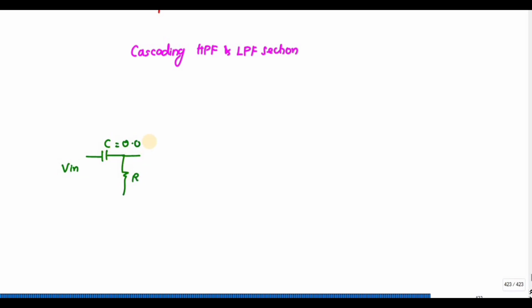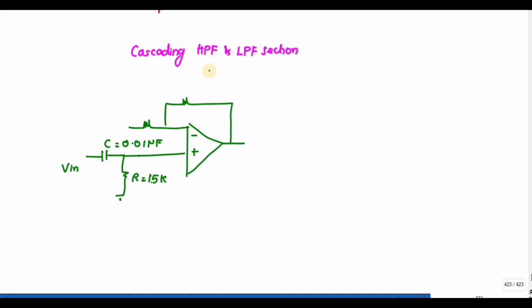So let me take this as 0.01 microfarad, and this one as 1.5k, right? And it is connected to the positive terminal of the opamp, and this is for your gain, right? This is my RF and R, and it is grounded. So this is your first order high pass filter, right?